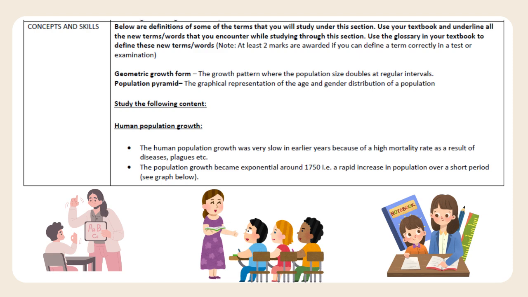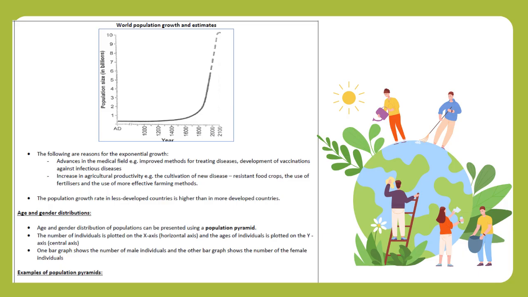The human population growth was very slow in earlier years because of a high mortality rate as a result of diseases, plagues, etc. The population growth became exponential around 1750, i.e., a rapid increase in population over a short period. See graph below. The following are reasons for the exponential growth.